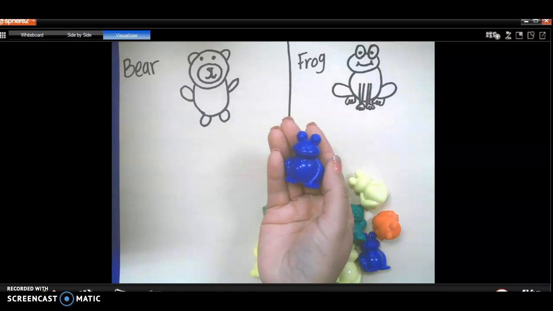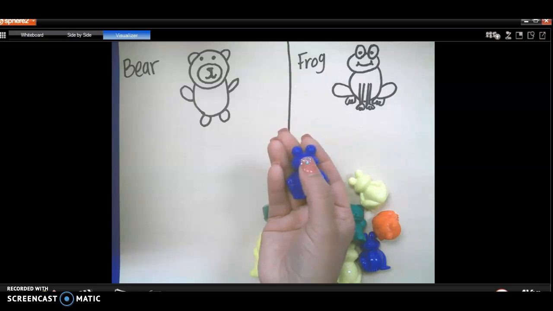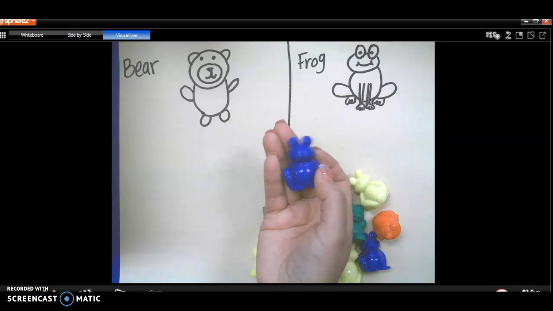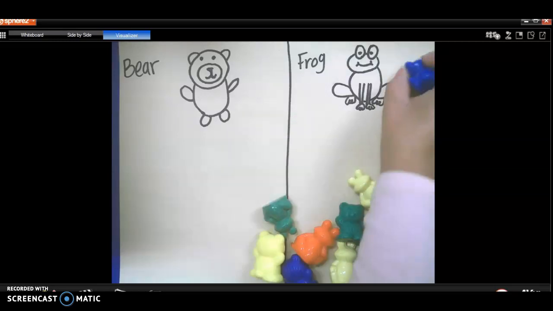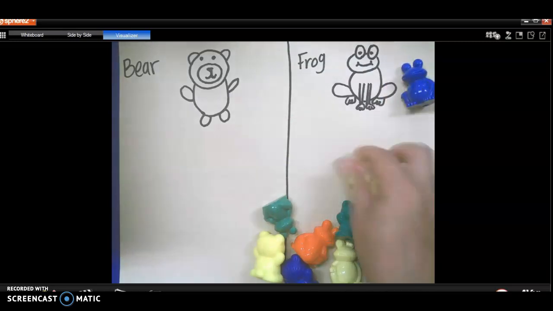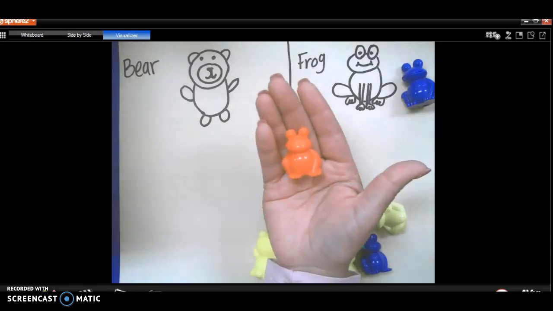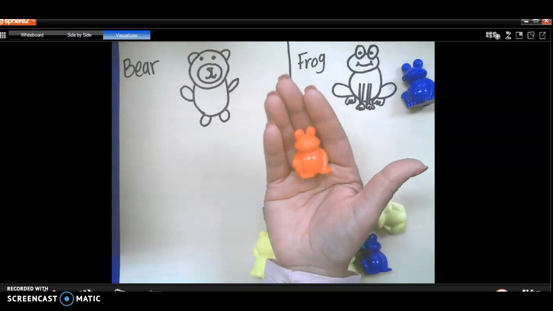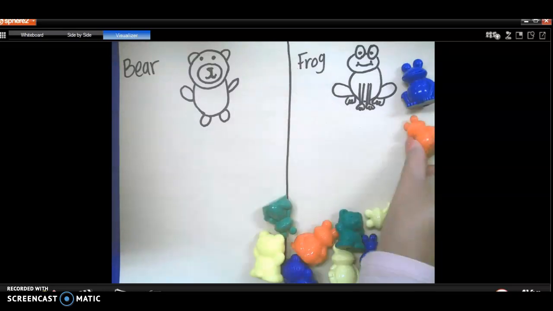So we're looking at this and the color is blue, but we're not sorting by color, right? We're sorting by how it looks. We're looking at the eyes and we are seeing that this looks more like a frog. So we're going to put the frog over here with this frog. How about this one? So we've got to look at its characteristic. We've got to look at what it looks like. That looks like a frog to me, so I'm going to put him right there.